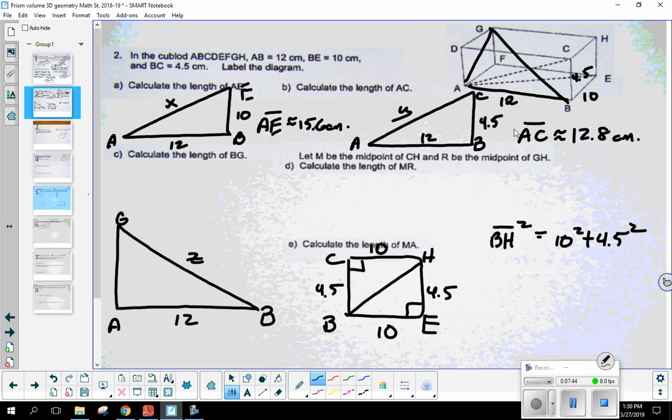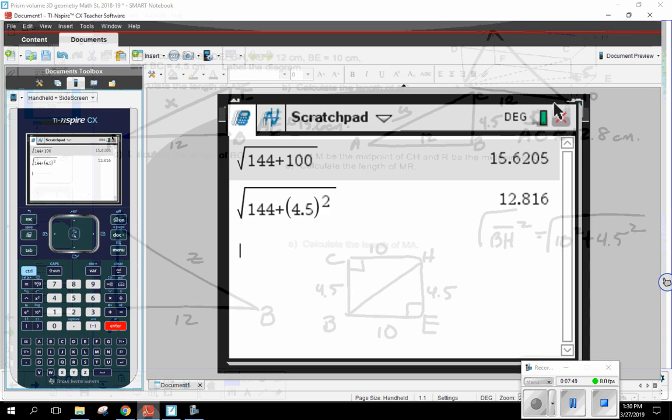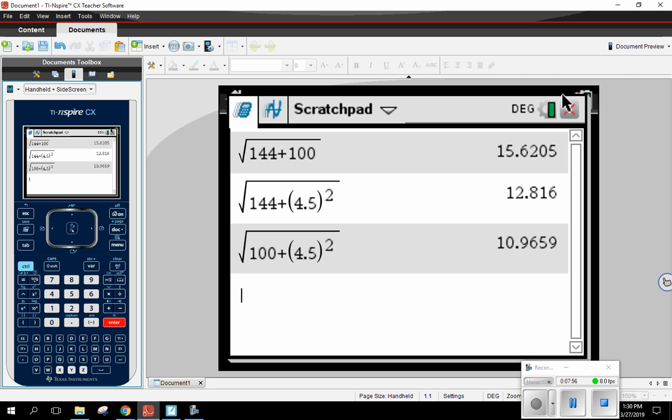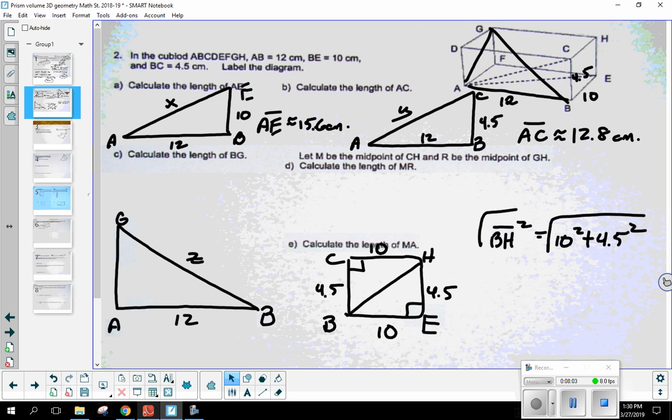Okay. Let's see what I'm getting here. Square root of 100, that's the 10 squared, plus the 4.5 squared. So I'm getting for that one, let's say 10.96. Because it's 10.9, we could probably make the argument that the length of BH is just 11. So I'm going to put 11 in my figure, but I'm going to make sure to use that decimal value when I calculate the diagonal, the one that I'm actually looking for, just so it's more accurate.